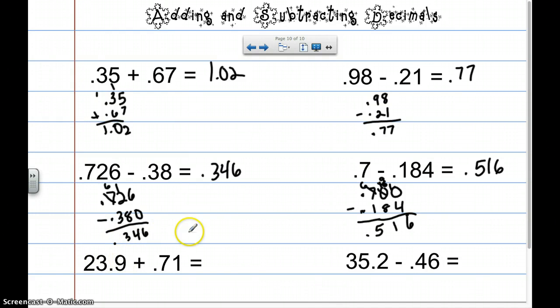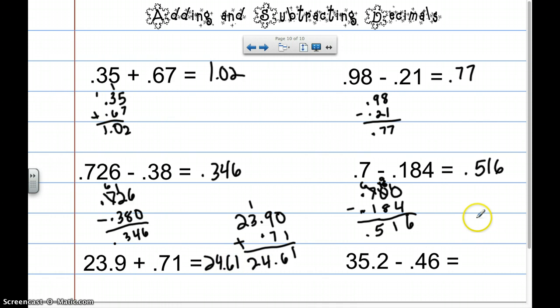Now I have a whole number and a decimal, 23 and 9/10. And then I have 71 hundredths. So this is how I'm going to add these. I can put a 0 behind it because it doesn't change the value of it. So if I put a 0 behind it, then it makes it a little bit easier for me to line them up. But I knew that this is in the tenths and that's the tenths, so I can do that. And then I just add it up. And my answer was 24 and 61 hundredths.